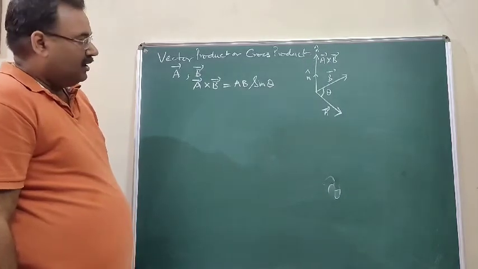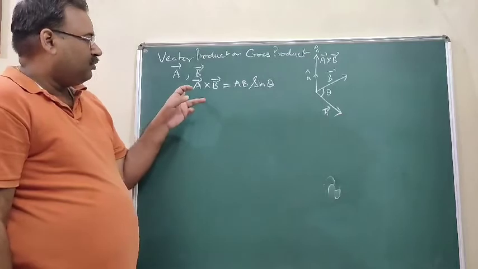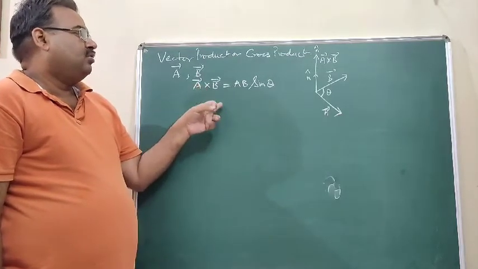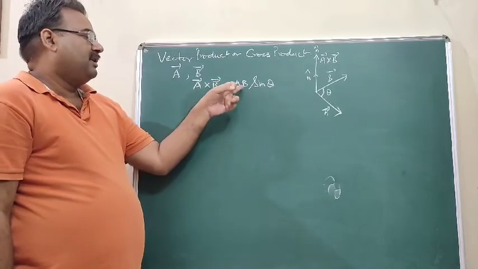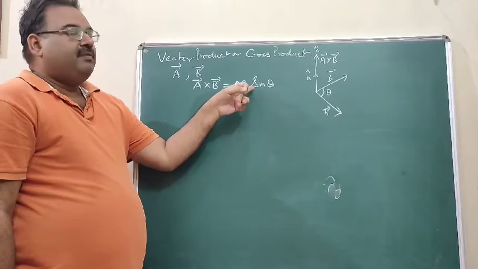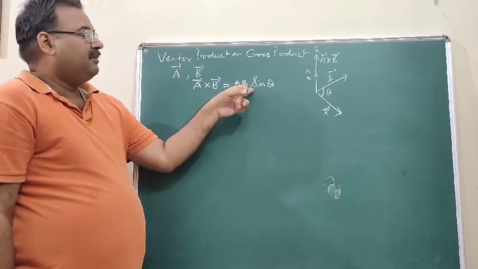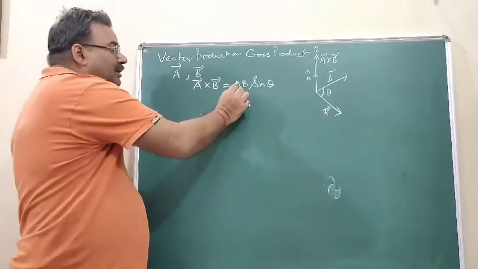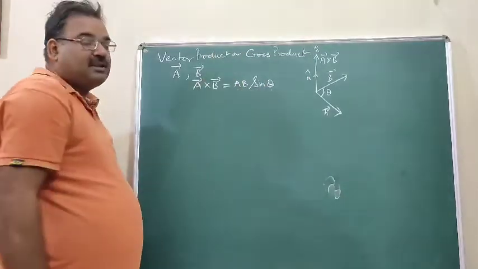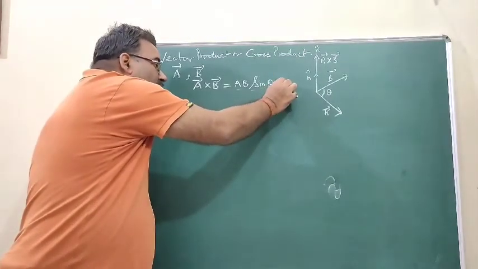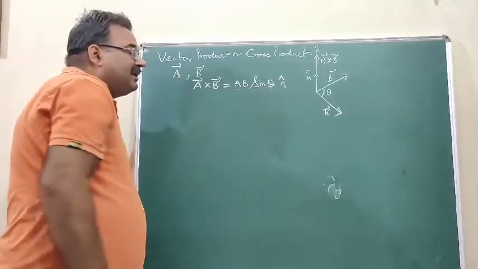Okay. So what is the definition saying? If we do the cross product of two vector quantities, then it is equal to the product of the magnitudes of the two vectors and the sine of the angle between the two vectors. And this quantity is also a vector quantity, and the direction of this vector quantity is again normal to the plane containing the two vectors.